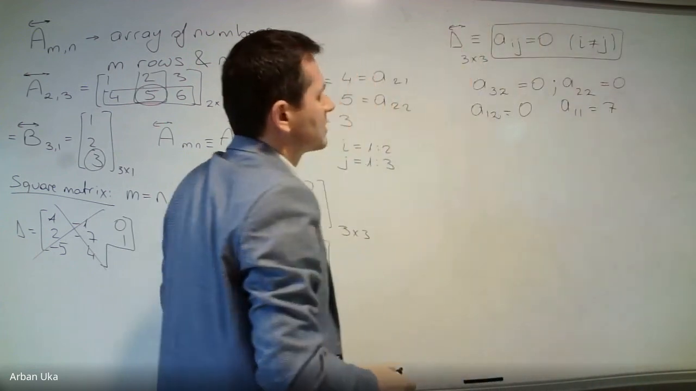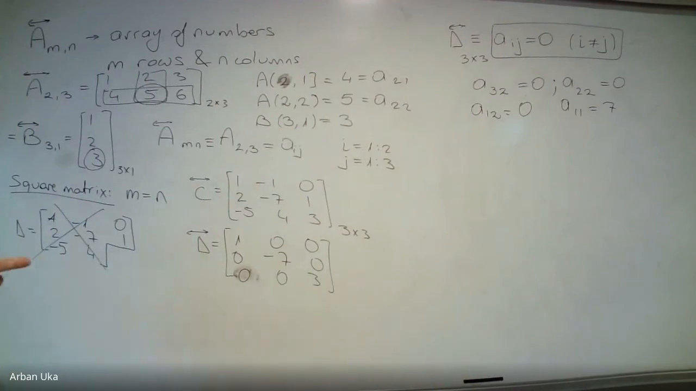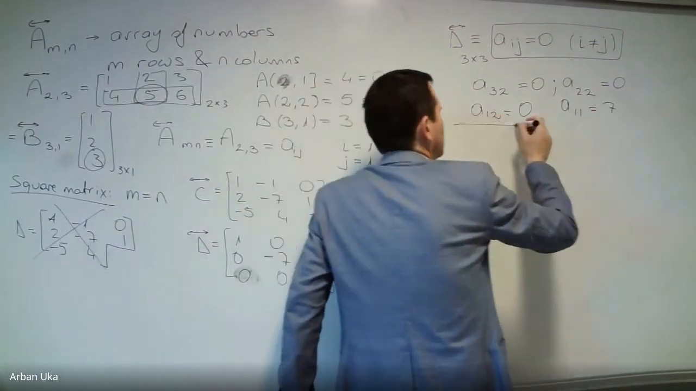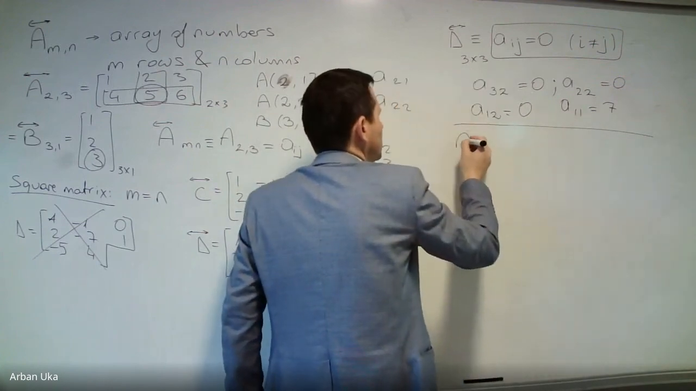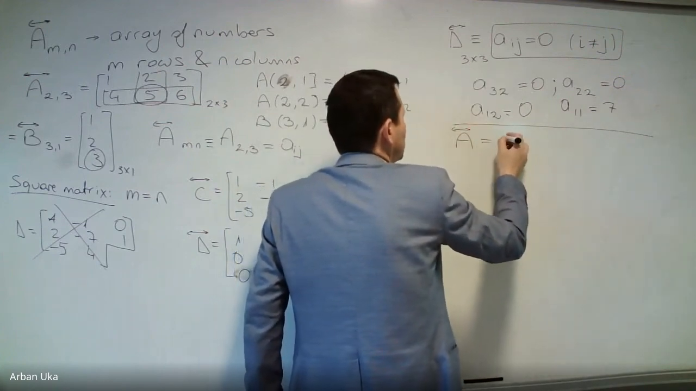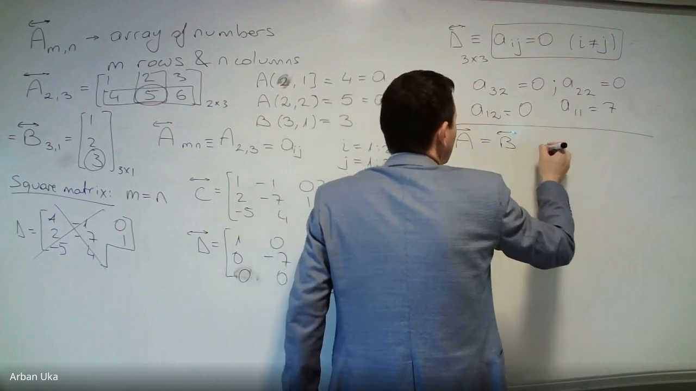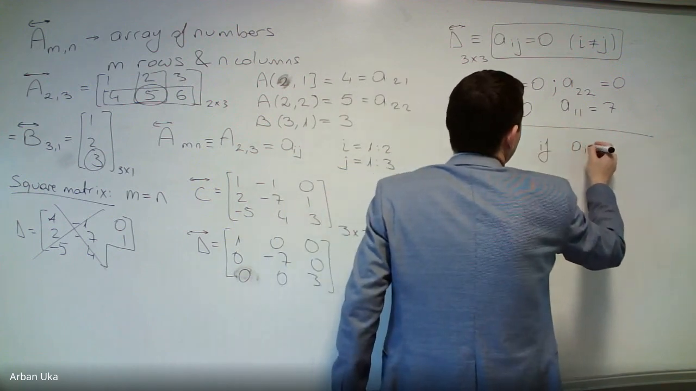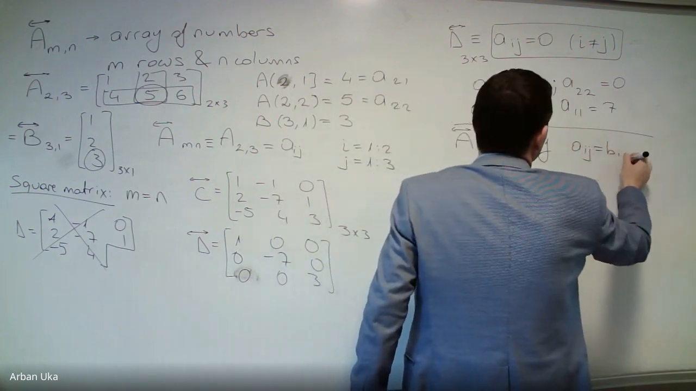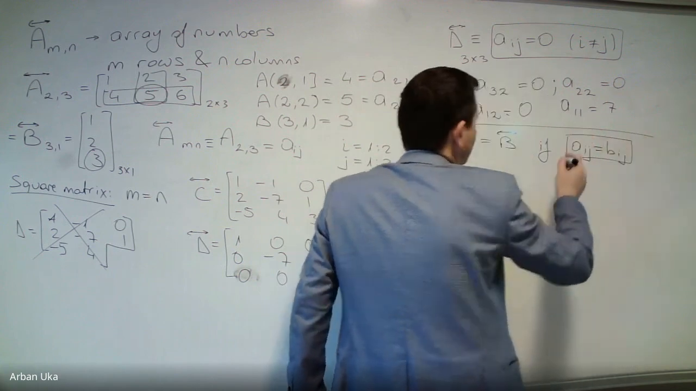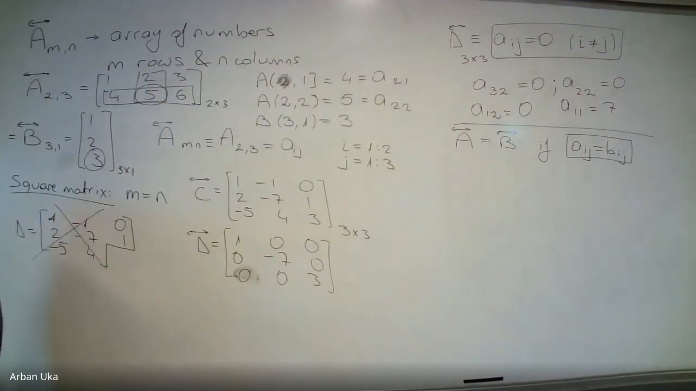We can have A12. The moment these indices are different, we define it as 0, because this is the definition of a diagonal matrix. Now, the other definition is the following. Two matrices are equal if they are the same size and if the corresponding entries are equal. So matrix A is equal to matrix B if Aij is equal to Bij. This means that every element of A should be equal to every element in B.